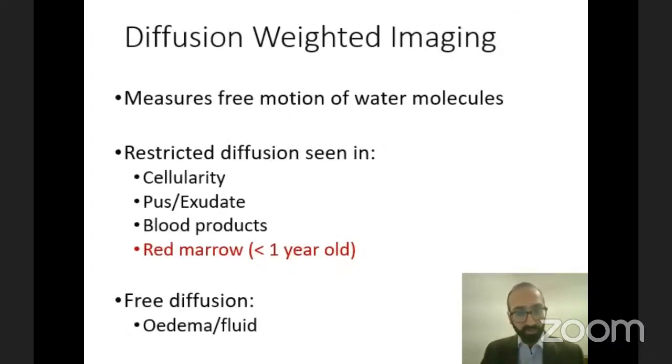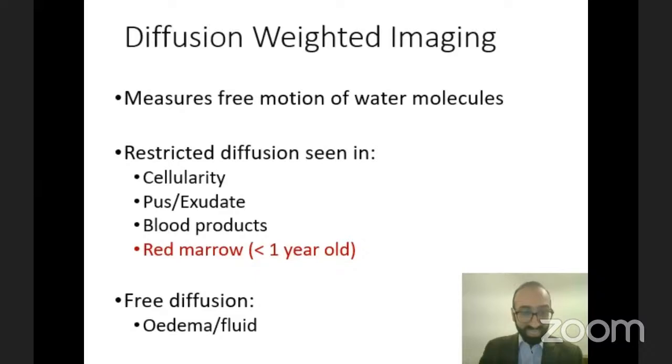So if you don't concentrate on the pathology necessarily in the previous image, but just remember the principle, diffusion weighted image, we're hopefully familiar with it in the brain, but it's quite useful at looking at marrow depending on what you're looking for. It's measuring the free motion of water molecules, and we see restricted diffusion in a range of pathology. And it's the same in marrow as it is for the rest of the body.